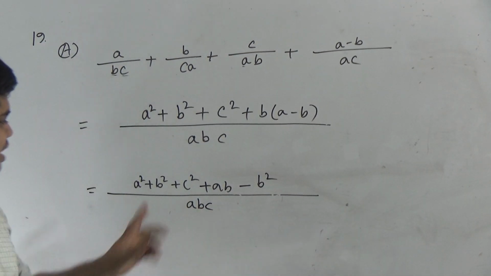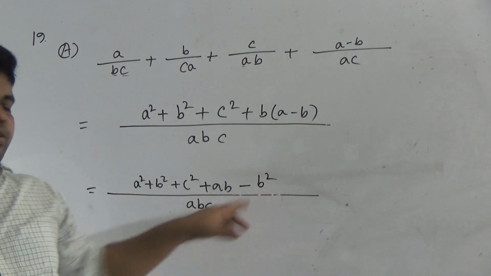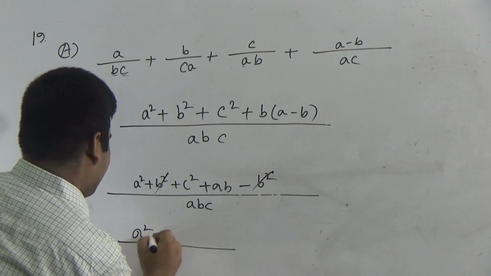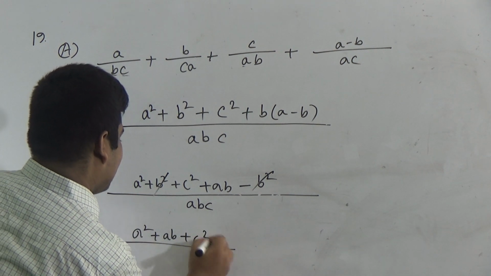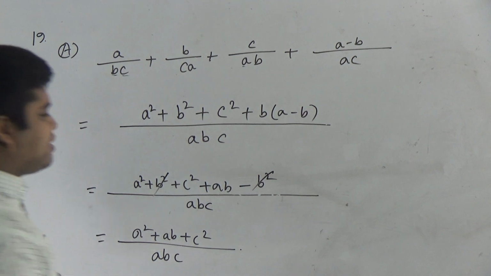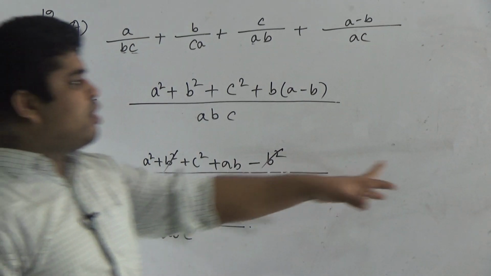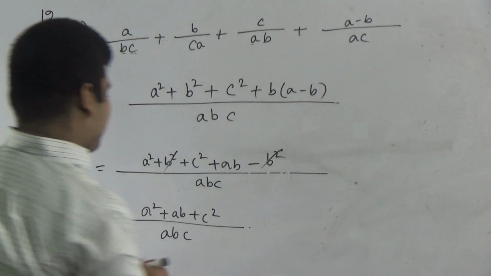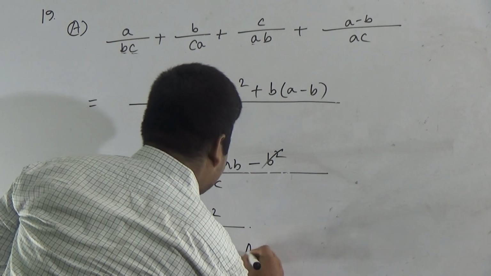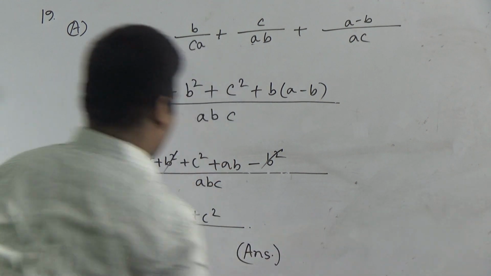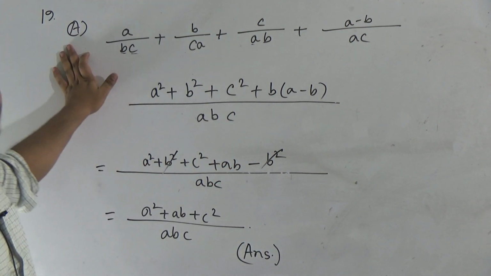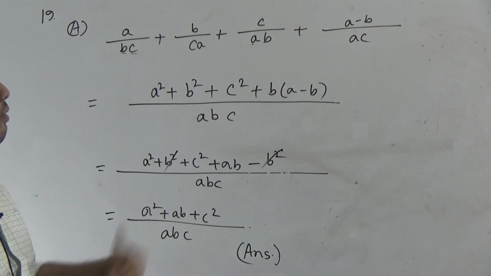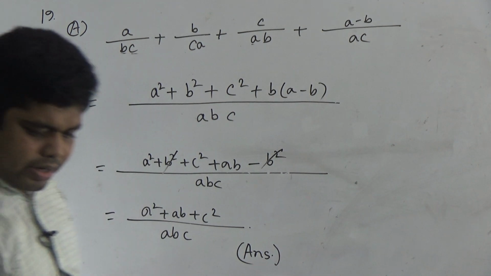My dear students, notice here plus b square and minus b square. So it is cancelled, and left a square plus ab plus c square by abc, and it is the required value of the sum of these four fractions. I hope you have understood, and after completing you must write the answer. My dear students, this is the solution of question a. Now we shall solve question number b. For this reason I erase question number a.